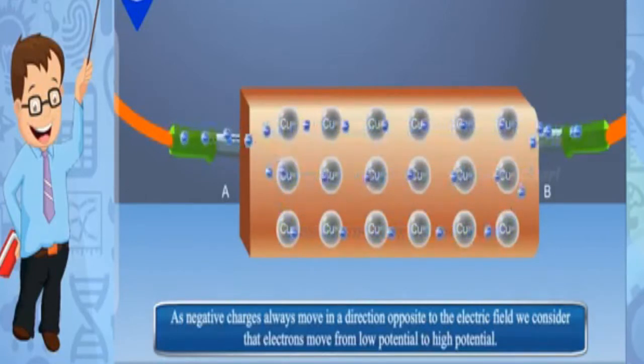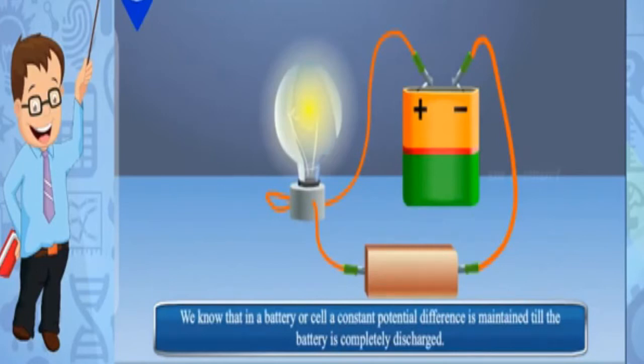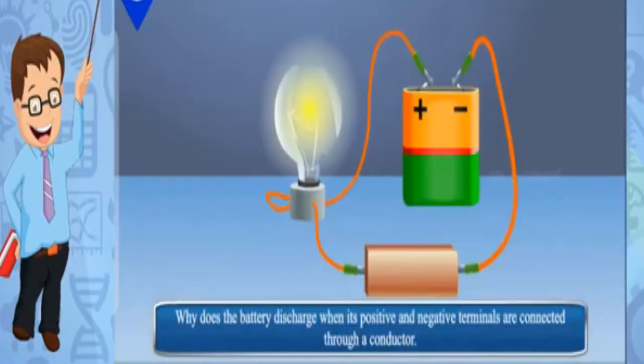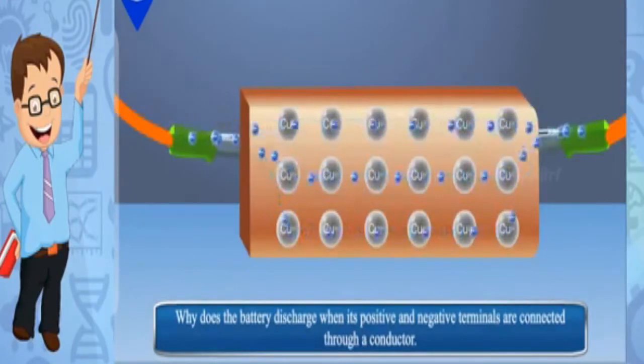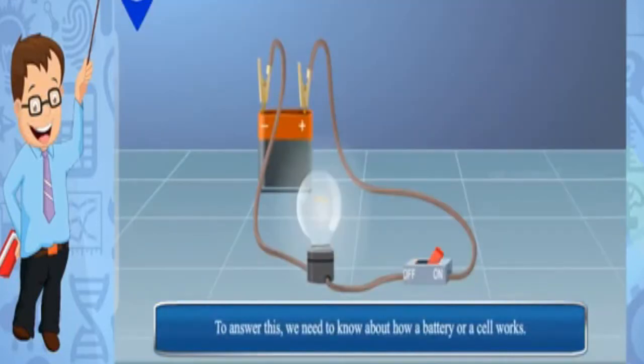We know that in a battery or cell, a constant potential difference is maintained till the battery is completely discharged. How does a battery maintain a constant potential difference between its terminals? Why does the battery discharge when its positive and negative terminals are connected through a conductor? To answer this, we need to know how a battery or a cell works.